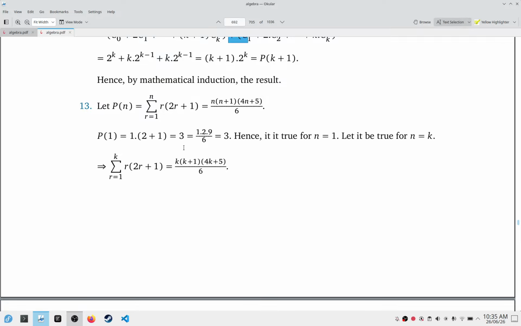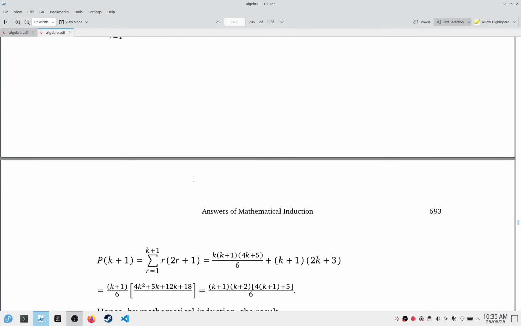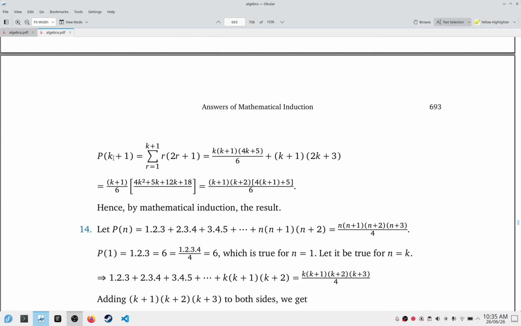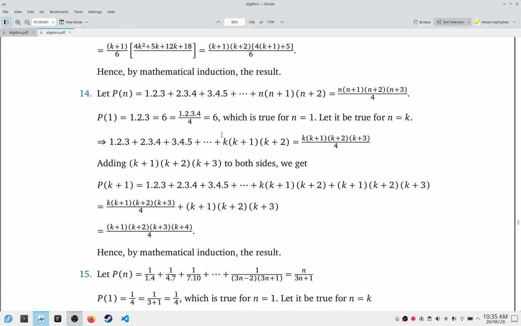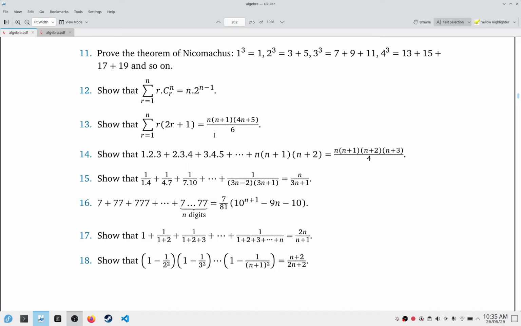We let it be true for n is equal to k. So we have the sum over r from 1 to k of r times 2r plus 1 is equal to k times k plus 1 times 4k plus 5 over 6. Now we compute Pk plus 1. So on the right hand side, we add how much? k plus 1 times 2k plus 3. So we put r is equal to k plus 1, and we add that much on the right hand side. We solve, and the right hand side becomes k plus 1 times k plus 2 times 4 times k plus 1 plus 5 by 6. And hence it is proven by induction. We simply say induction instead of mathematical induction.